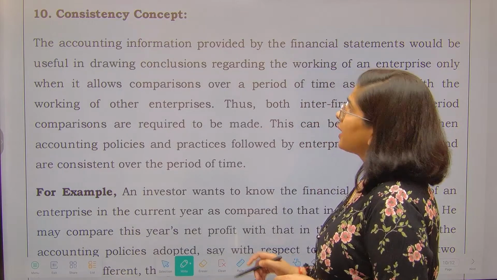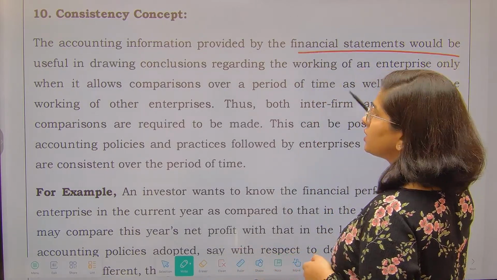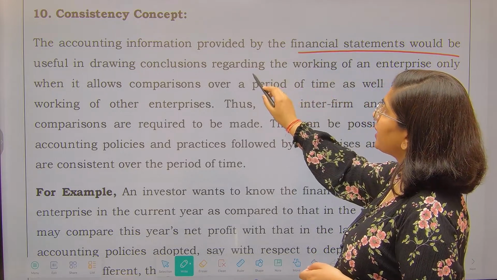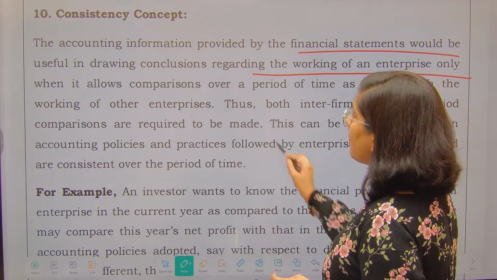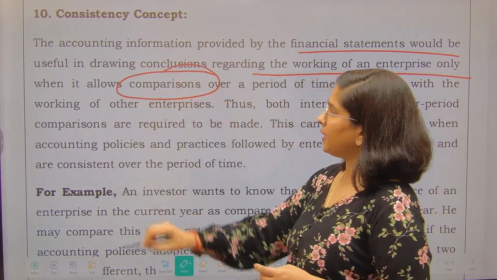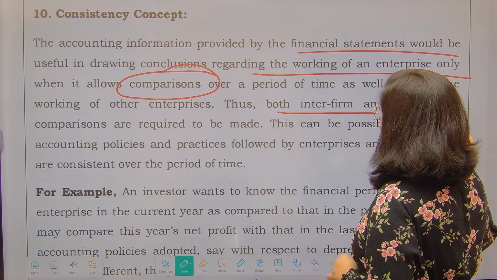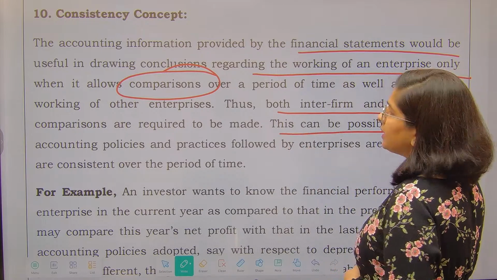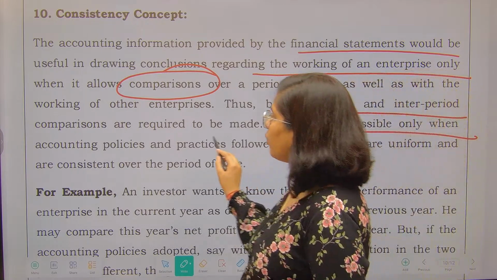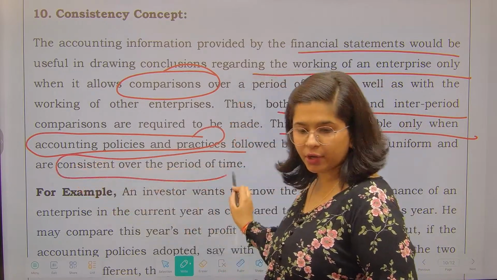Now see over here the consistency concept. The accounting information which is provided by financial statements would be useful in drawing conclusions regarding the working of enterprises only when you can compare one period with another period. Okay? Thus both inter-firm and inter-period comparisons are required to be made. This is possible when the accounting policies which are followed are consistent over a period of time.